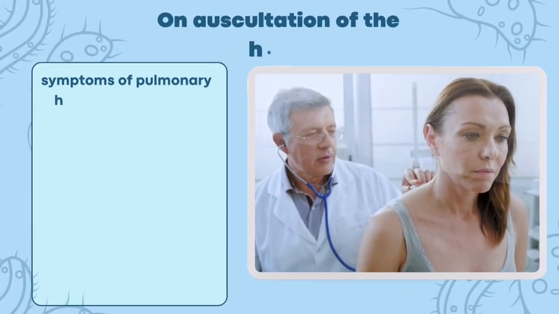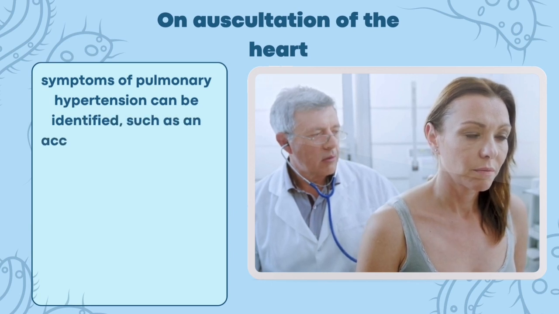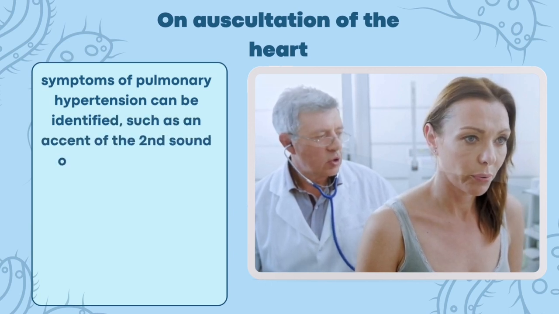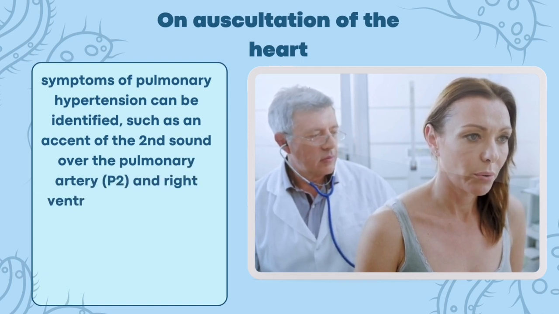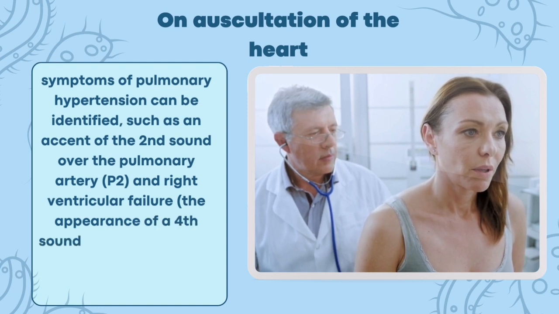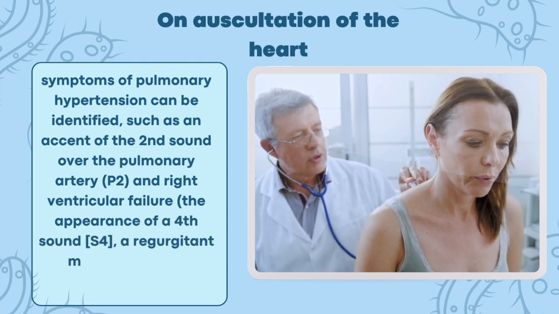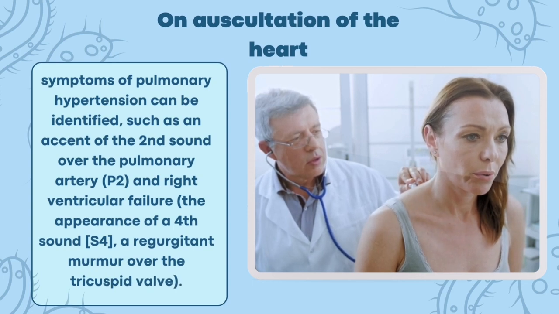On auscultation of the heart, symptoms of pulmonary hypertension can be identified, such as an accent of the second sound of the pulmonary artery and right ventricular failure. The appearance of a fourth sound, S4, a regurgitant murmur of the tricuspid valve.